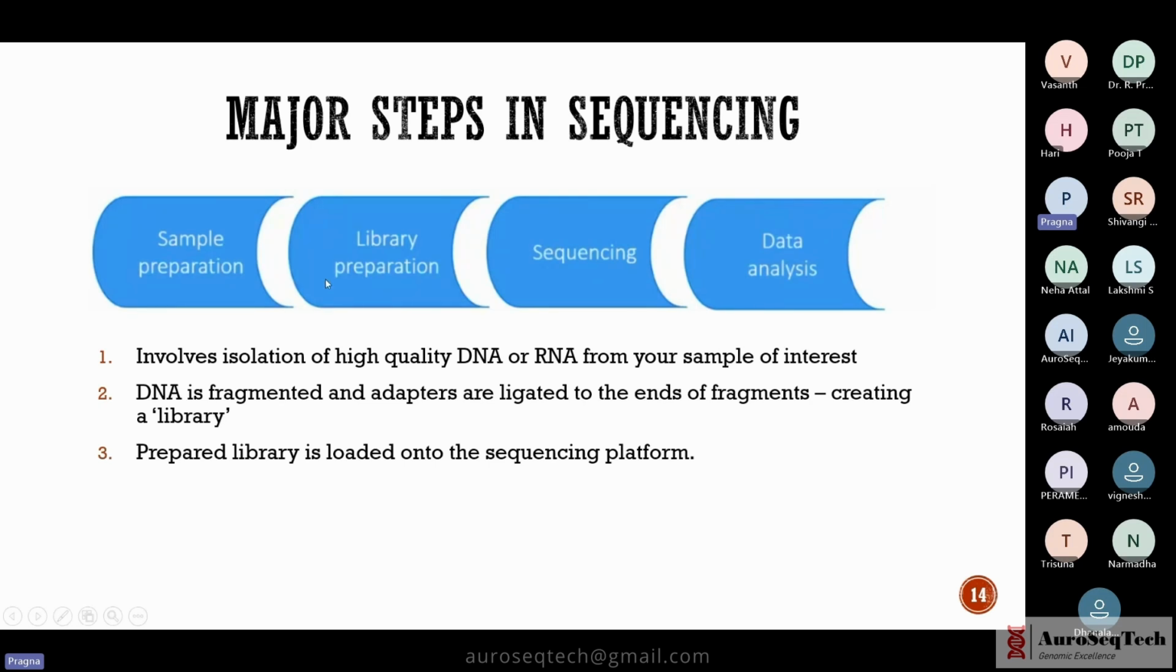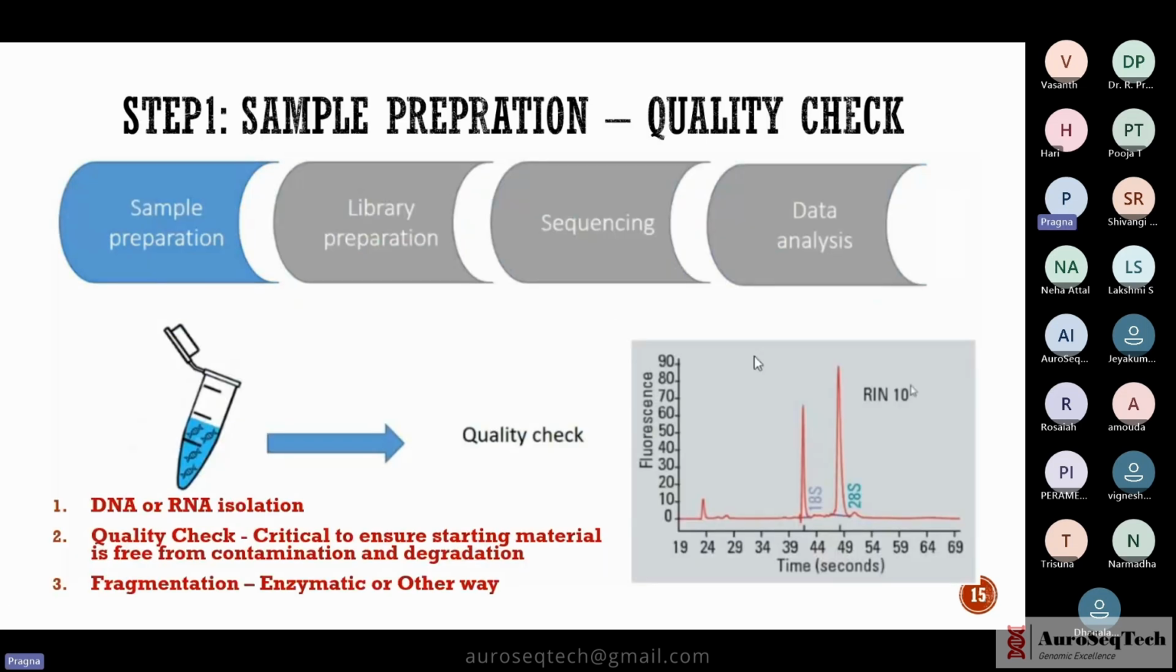The second one is that the DNA is fragmented and adapters are ligated to the ends of the fragments. This creates a library. Then this prepared library is loaded onto the sequencing platform. So how is it done? The first step is sample preparation and quality check.